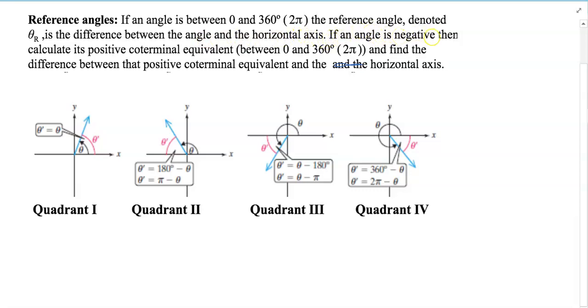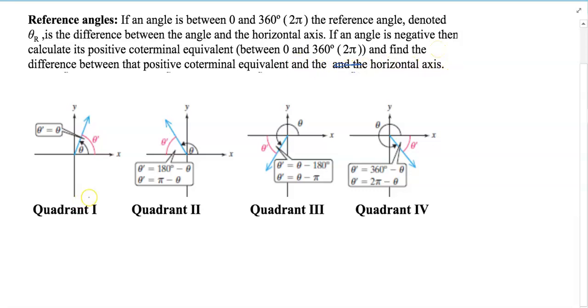If an angle is negative, then we calculate its positive coterminal equivalent as between 0 and 360 degrees, or 2 pi radians, and find the difference between the positive coterminal and the horizontal axis.